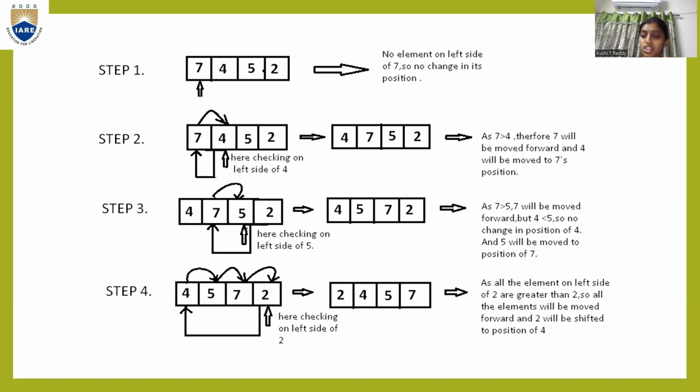And 5 will be moved to the position of 7. So as all the elements on the left side of 2 are greater than 2, all the elements will be moved forward and 2 will be shifted to the position of 4. In this way, after all these arrangements, you will get the sorted array as 2, 4, 5, and 7.